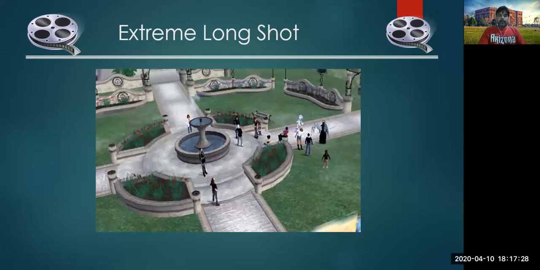Number one is extreme shot. Extreme shot or extreme wide shot, we call it establishing shot as well. As you can see, in extreme shot, you need to shoot the whole area. It's a wide shot. Basically, it establishes some kind of situation or area that you are in.